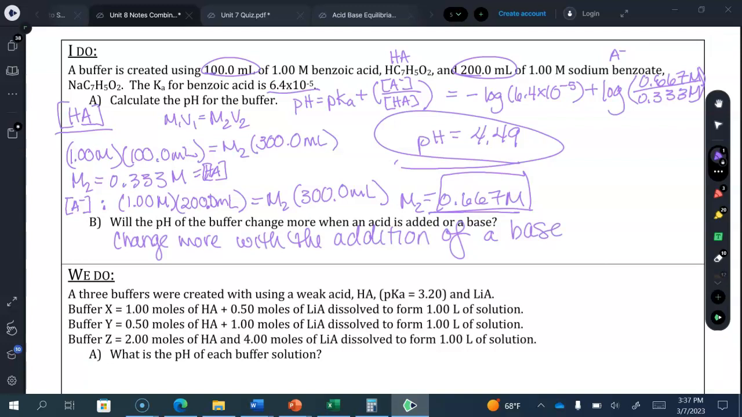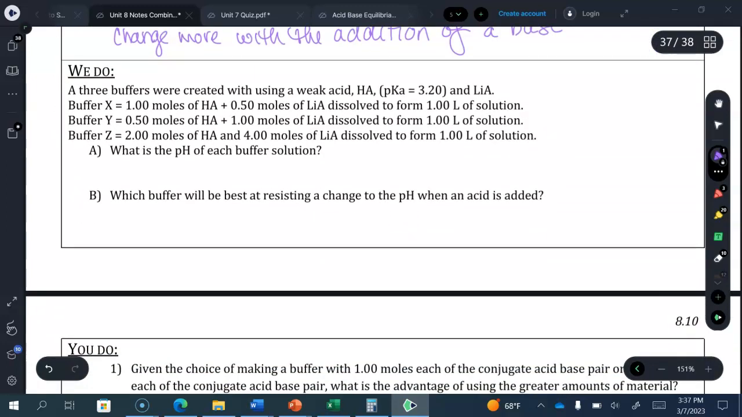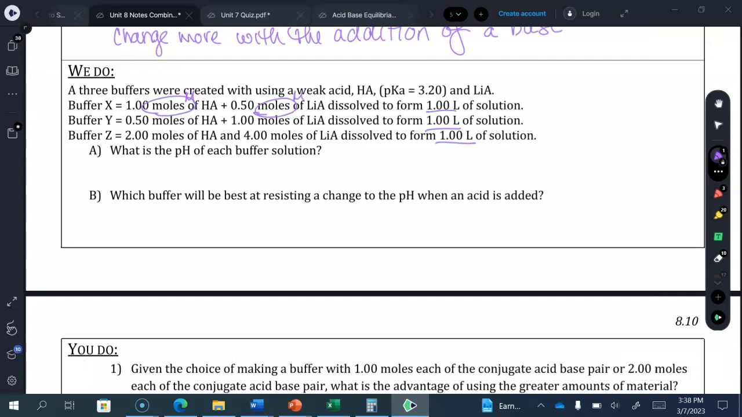Okay, so now we're going to look at the one we do together. 3 buffers were created using a weak acid with a pKa of 3.2 and its lithium ion conjugate base. They are given as buffer X, Y, and Z with the following data. What is the pH of each buffer system? Okay, so we are going to assume, since they are all in 1 liter, that these are our concentrations as well.